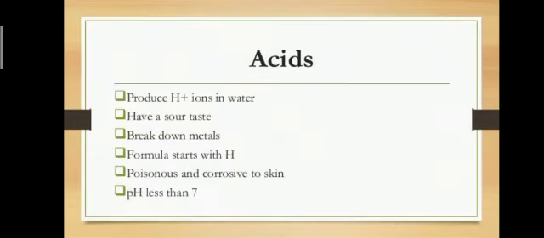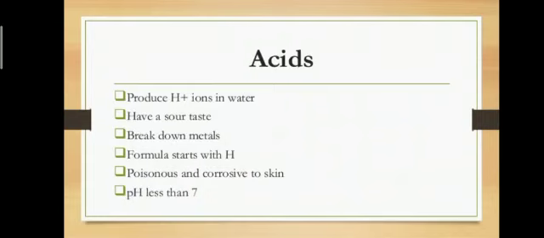General information about acids and bases. As you know that acids produce hydrogen ion or hydronium ion in aqueous solution. So the acids will be one that produce hydrogen ions in water, have a sour taste. However, a base has a bitter taste, while an acid has a sour taste. Acids break down metals. Formula starts with H, for example, hydrochloric acid, sulfuric acid. These all start with H.